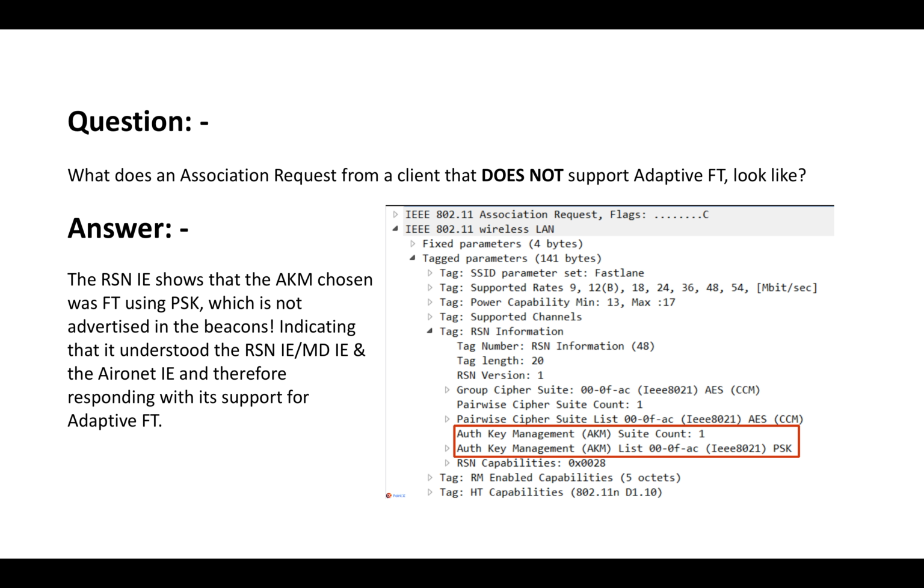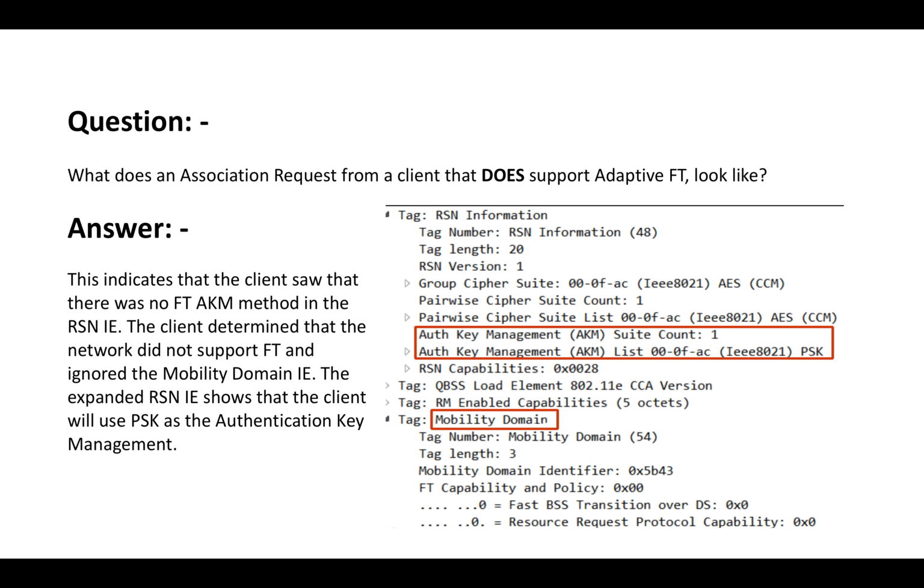How about when the client does support FT? What does the association request look like then? So you can see it just says that, yeah, suite count 1, we are doing PSK, but I understand you have got a mobility domain IE. So it enables the support for 802.11r, having identified it based on the AeroNet IE extension as well, right?